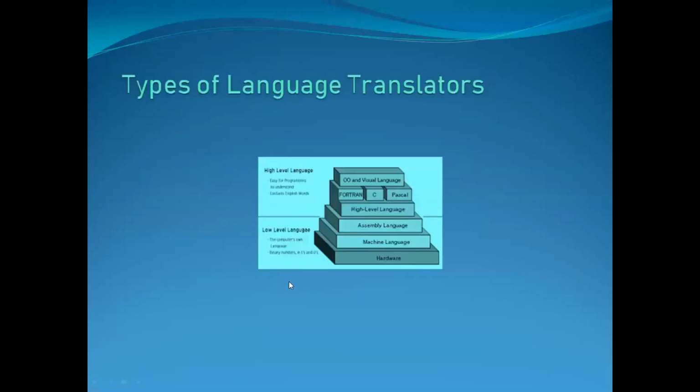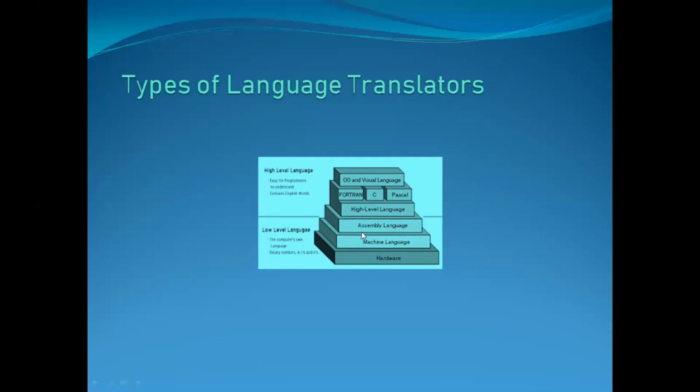What are the types of language translators? To see them, first we will see that there are two main categories of computer languages: low-level languages and high-level languages. Within low-level languages, there are two languages: machine language and assembly language. Machine language is the language of zeros and ones that is directly understandable by the computer, or you can say the hardware. And assembly language is in fact the mnemonic, or symbolic, version of machine language.